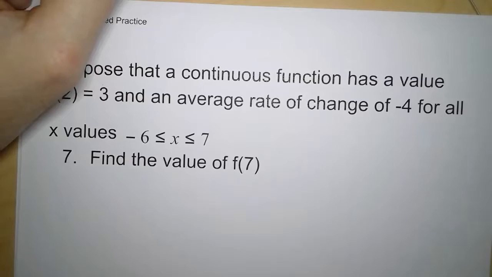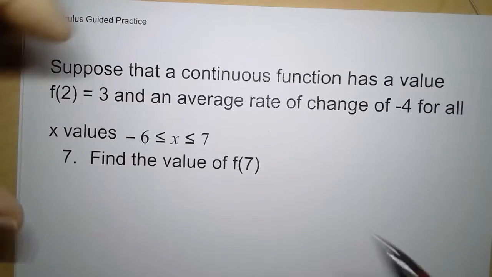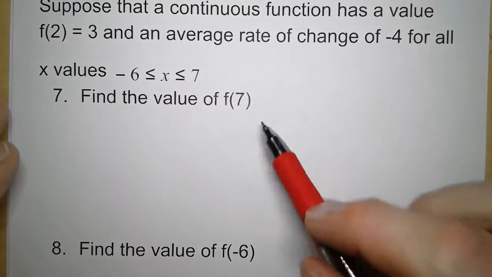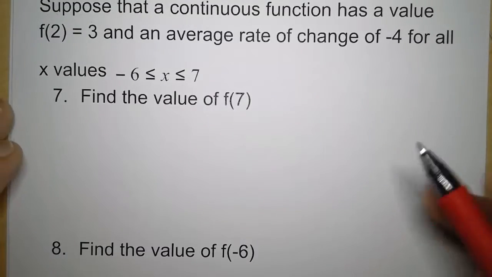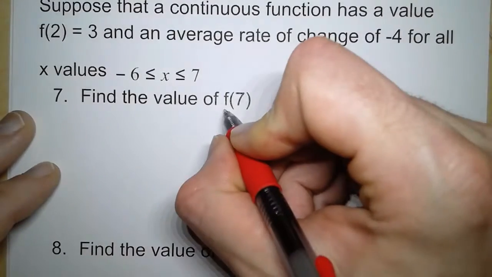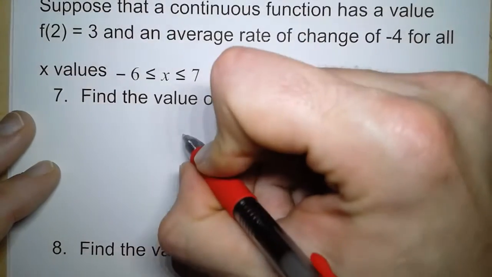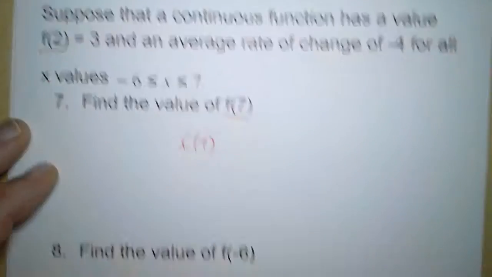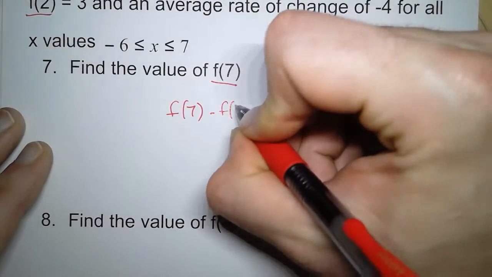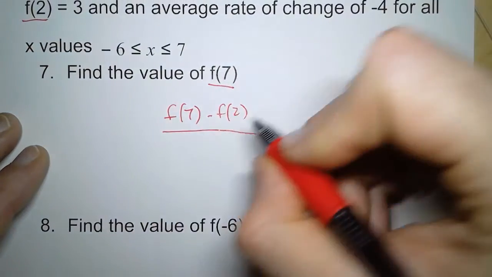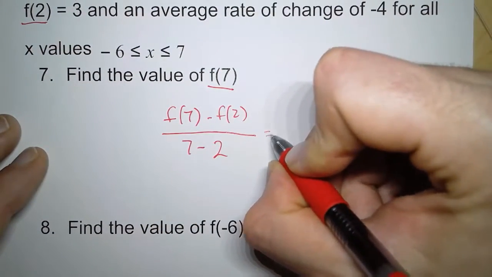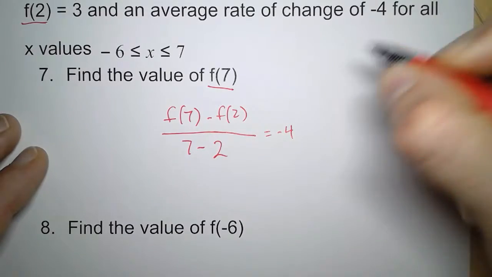Here we know what the average rate of change is, and now we want to find one of the missing values. So the way we approach this is we set it up as though we were finding the average rate of change. And we know that this problem is going to involve f of 7. But we need another point, and that's where this point up top comes from, f of 2. So we set this up. Now we know that this is all equal to negative 4.